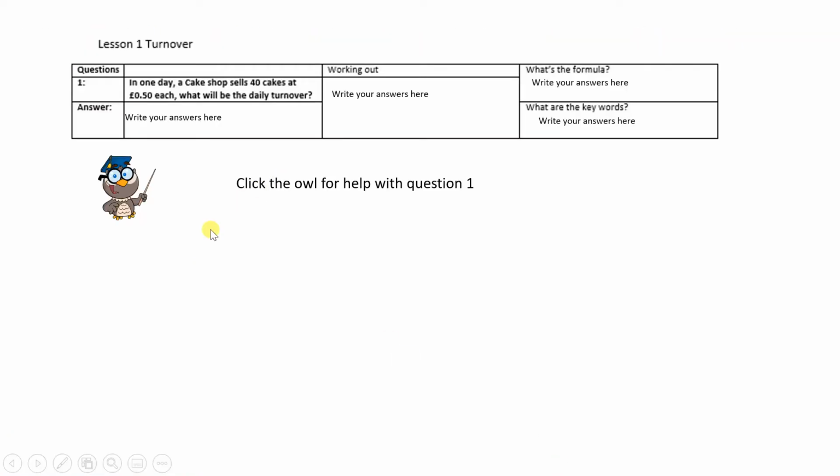Lesson 1, turnover. What is turnover? Turnover or net sales? Well, if you look on the knowledge organiser, you'll see the definition, which is the total revenue earned by the business in a given financial period. It is calculated by price times quantity sold.